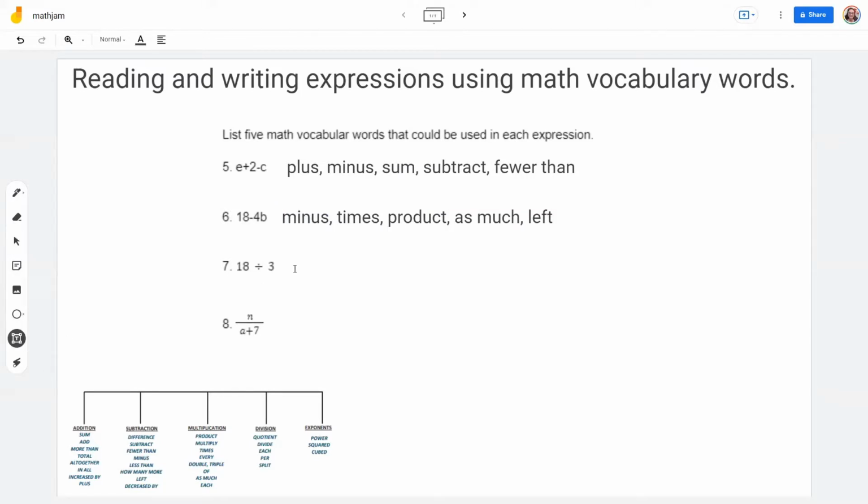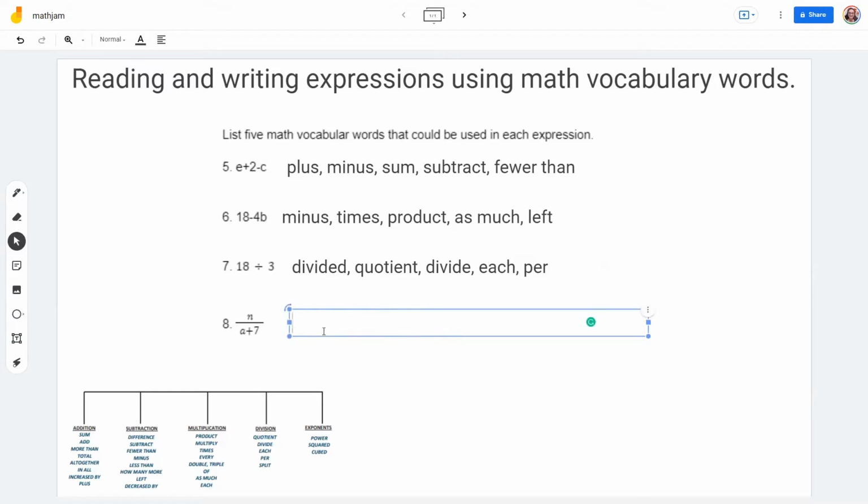All right, let's take a look at our next one, which is 18 divided by 3. We've already got divided right there, so let's write that down, divided. What else can we use for divided? We can use quotient, which we've been using a lot lately. We could say divide. All right, so there's 3. We could also say each or per.